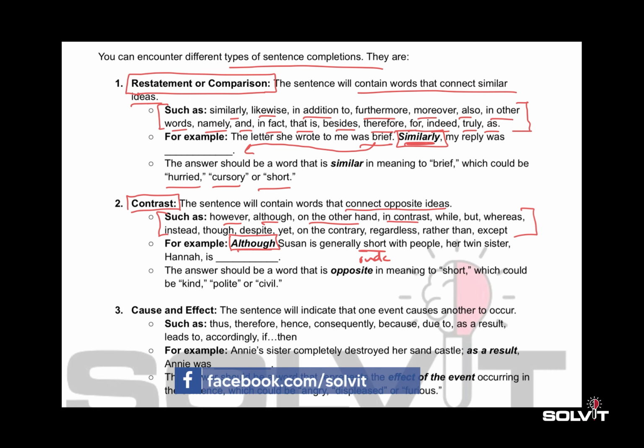What is the opposite of rude? It's kind, it's polite, it's civil. These are the synonyms, right? There are many more, but these are just a few. So you already know, you haven't been given any options for this, but because of the word although, you know that the word that comes in here will be opposite to the word short. Okay, so again, you have to look out for these words because they tell you a lot. They really help you choose the right option.